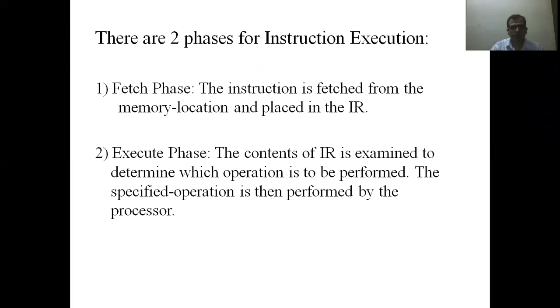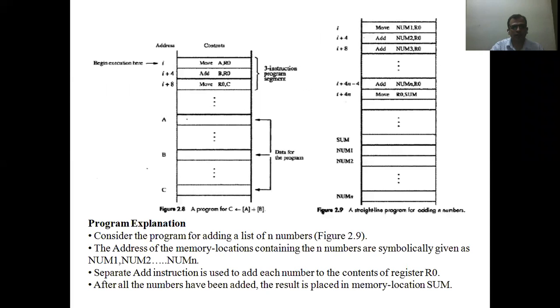In the case of the fetch phase, the instruction is fetched from the memory location and placed into the IR. So fetch phase is nothing but reading the data from the particular location and placing it into the instruction register. Execution phase: the contents of the IR are examined to determine which operation is to be performed. So the execution phase executes the instruction. The specified operation is then performed by the processor. So after locating, the operation will be performed and execution will take place.